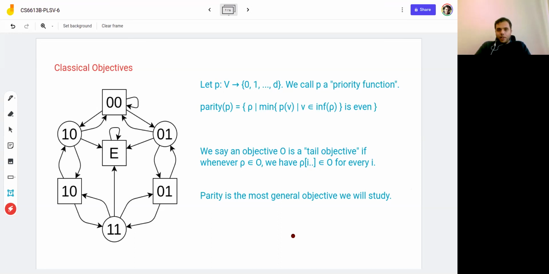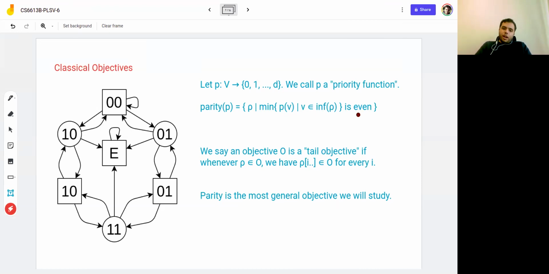Okay, so the idea behind parity is that you have some priority function that assigns a priority to every vertex. So you assign a priority, let's say between 0 and D, to each one of your vertices. Okay, and then the objective, remember that this is an objective, so it should be a set of infinite paths. The objective parity of P, where P is this function, is defined as the set of all paths rho such that the minimum priority that is visited infinitely many times in this path rho is even.